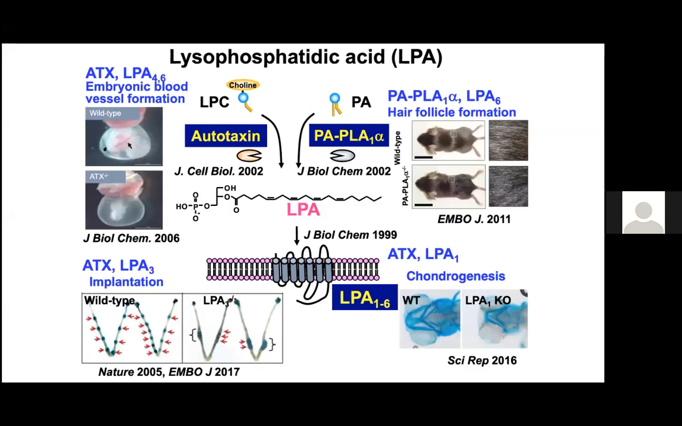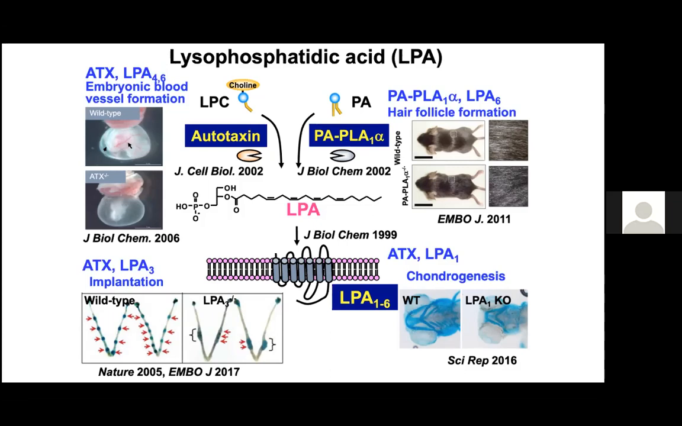Analysis of knockout animals as well as human genetic diseases of these 6 LPA receptors and 2 producing enzymes uncovers the role of LPA signaling in physiology. For example, LPA produced by autotaxin is involved in embryonic blood formation via LPA4 and LPA6 receptors, since ATX knockout mice and LPA4 and 6 double knockout mice are embryonic lethal and show similar angiogenic abnormality.